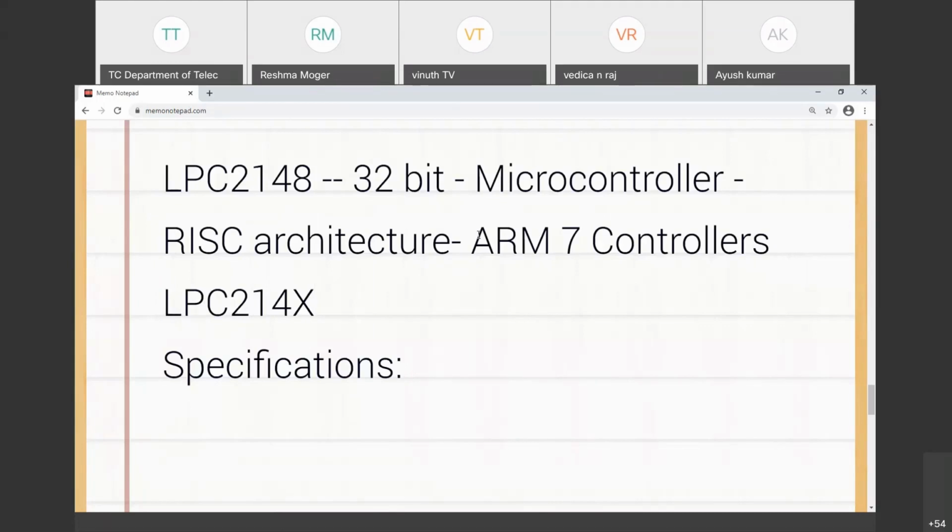2140 is different than 2148. Slight variations will be there. Different versions of the microcontroller, you can say. So LPC2148 is a 32-bit microcontroller. It's an ARM controller. What is its specification?